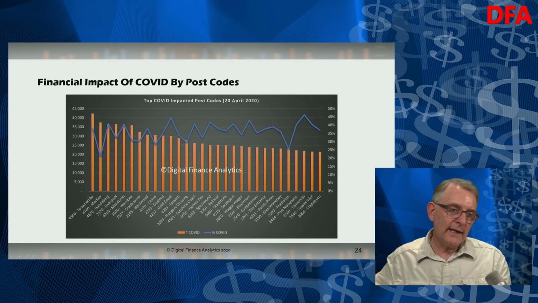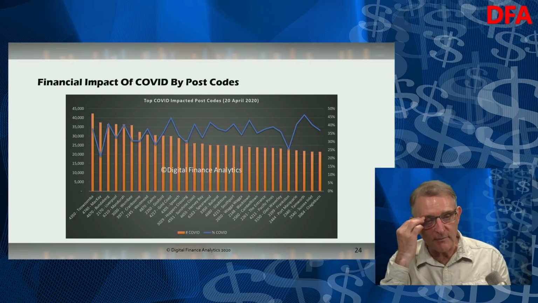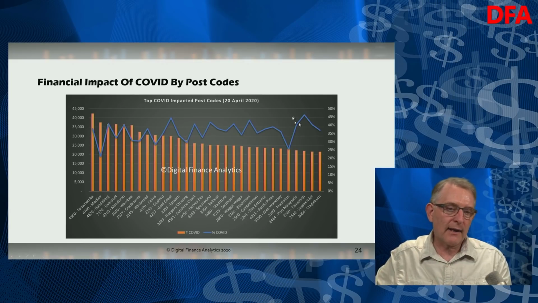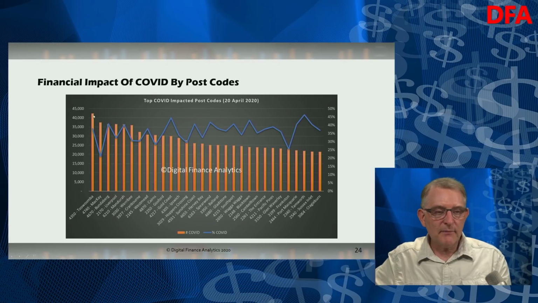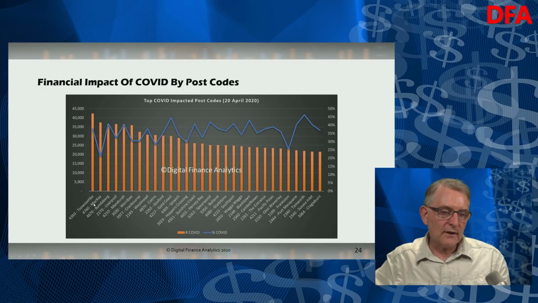Now, one way of looking at this is to go down to postcode level. As you know, my postcode level data allows me to really drill into where the pressures are. So this is just a stack ranked chart that highlights the number of households in a particular postcode with a financial impact of COVID based on information to the 20th of April. So the one at the top is 4350 Toowoomba, followed by 4740 Mackay and 4670 Bundaberg. So 3 Queensland postcodes. So that's quite interesting.